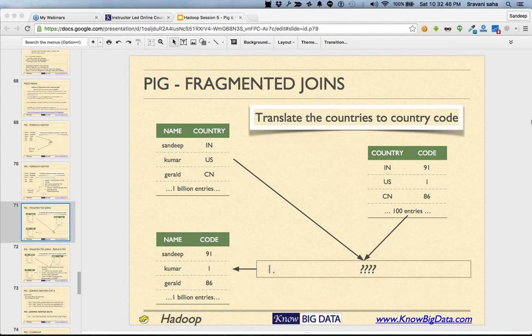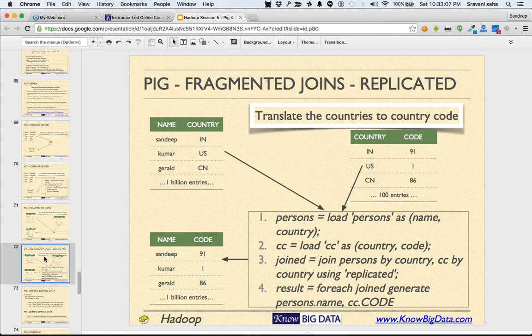One way is that you go with the standard MapReduce. Other is, if I had to do it manually, I would basically take this second file into the memory and do it on the map side itself. So the same thing can be done in Pig as well using fragmented joins. And the way you do it, you load the first data set, second data set, and then join both the data sets, and whichever is small, mark that data set as using replicated.